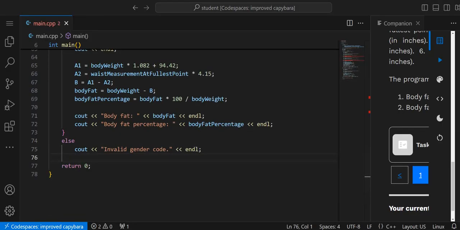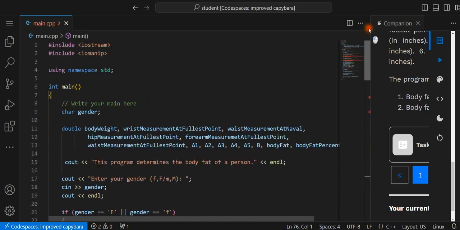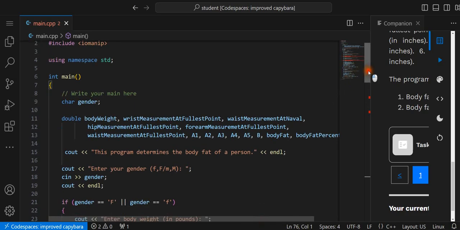Now let's go and look at our code from the top. Start at line 2 with include iomanip, no name constants. So we had one character gender, then we had several doubles: body weight, wrist measurement at fullest point, waist measurement at navel, hip measurement at fullest point, forearm measurement at fullest point, waist measurement at fullest point, A1, A2, A3, A4, A5, B, capital B that is, body fat and body fat percentage. Of course, we have a semicolon at the end of that.